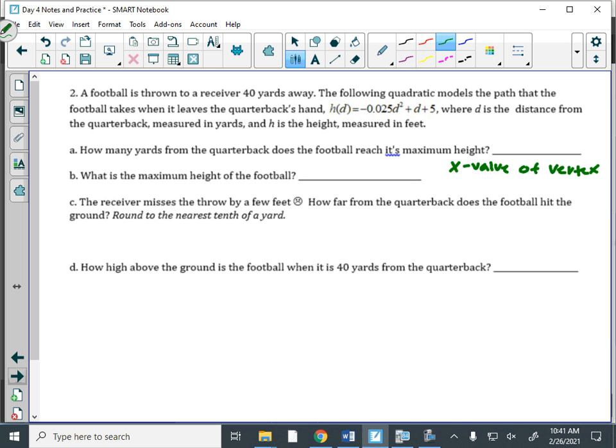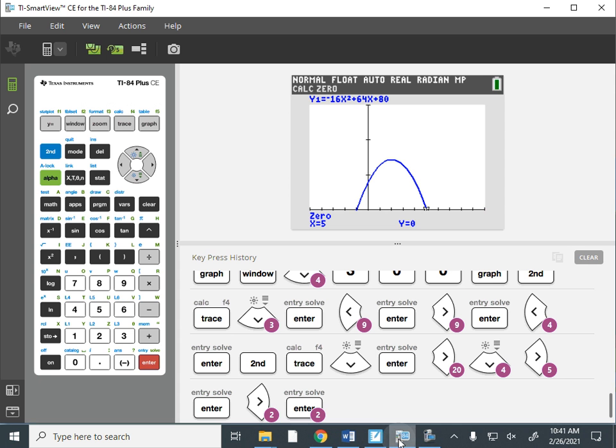Because we want to know when the football will reach the maximum height. In other words, we're figuring out how many yards it will take for the football to reach the maximum height. So we have to find the maximum. So let's go ahead and plot this into our y equals.